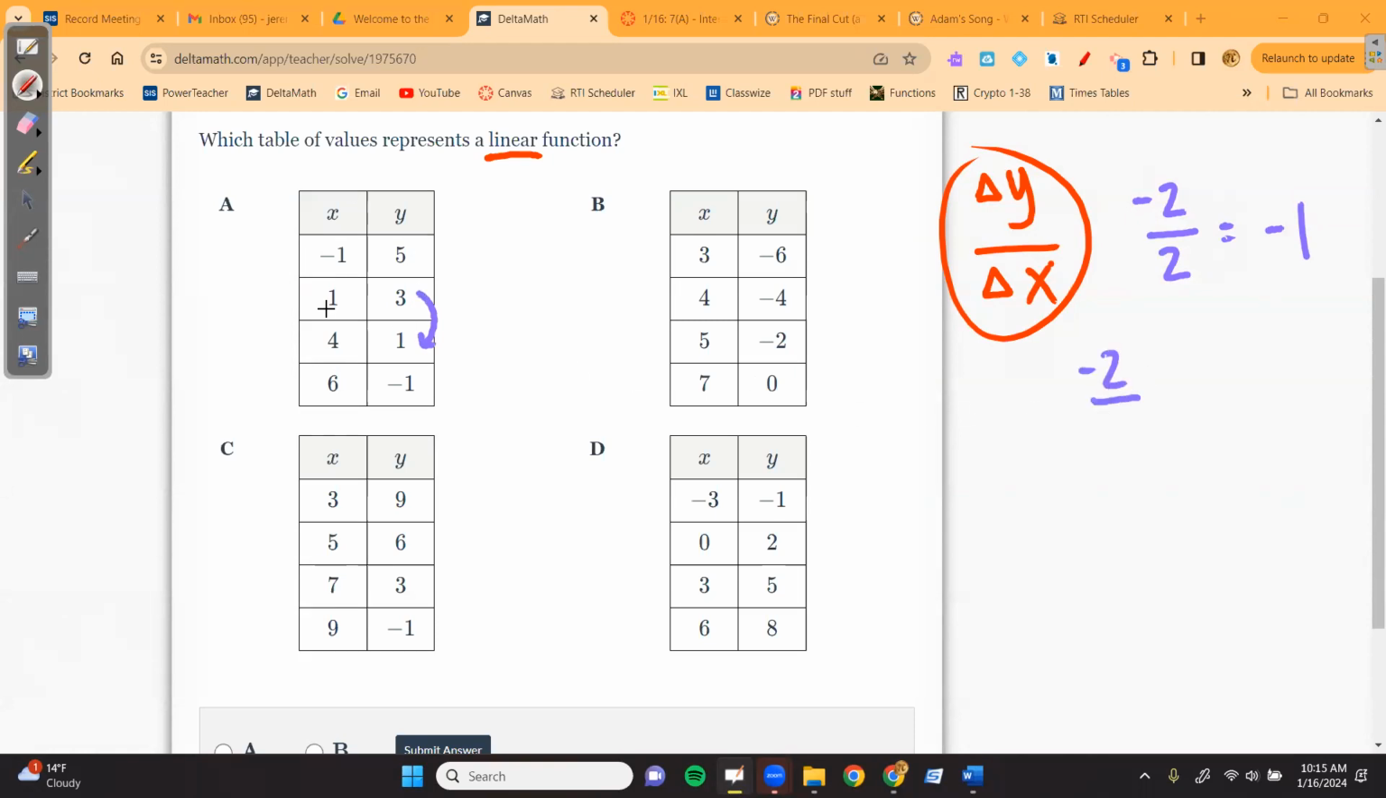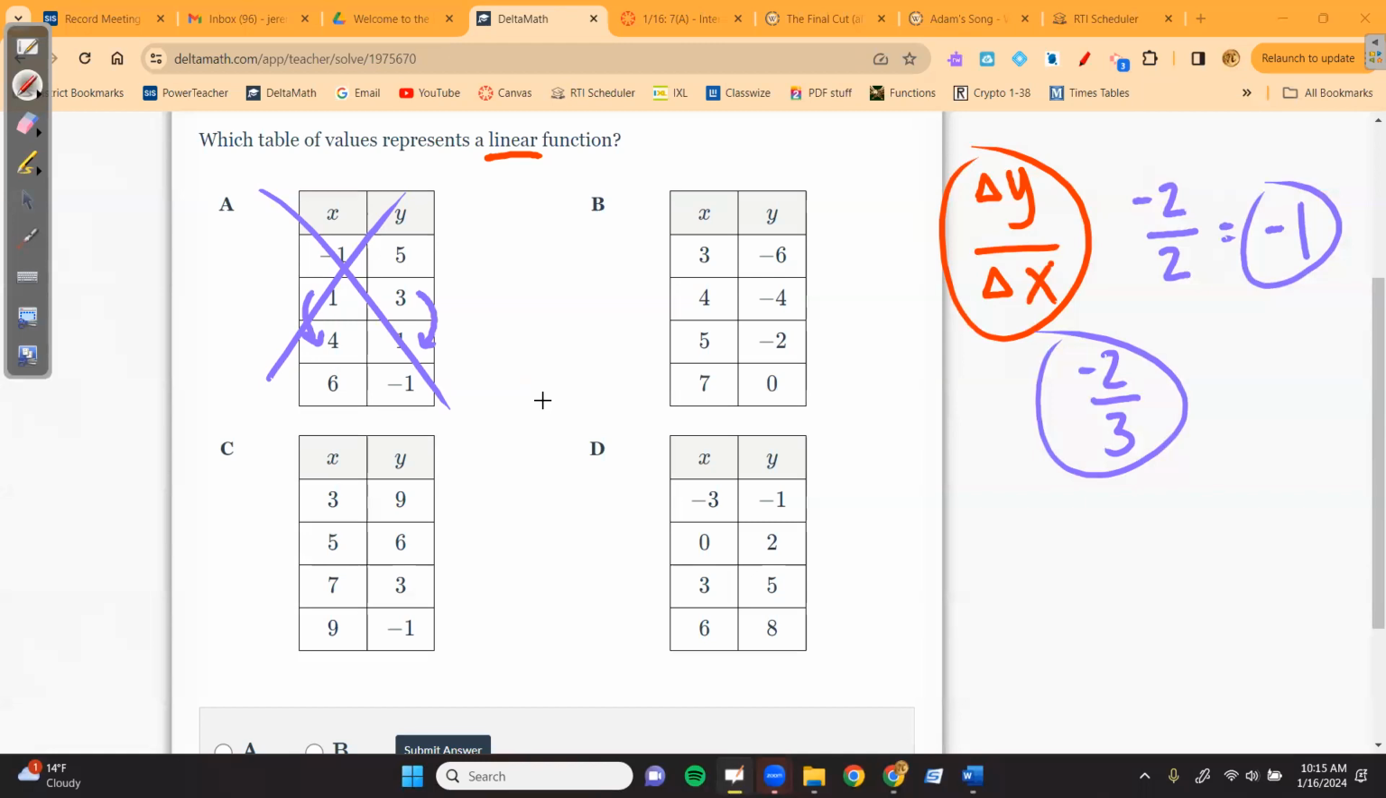-2. And how much does 1 change to become 4? I don't mean to insult your intelligence by asking this question, but I have to. Are those rates of change the same? Then A cannot be a linear function right away. And it might take you a while.